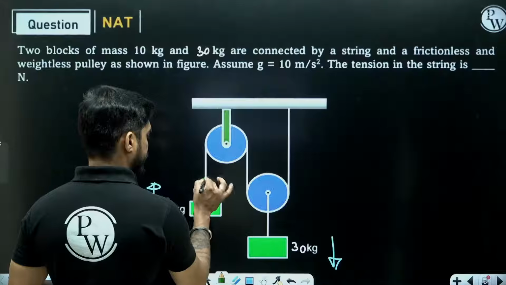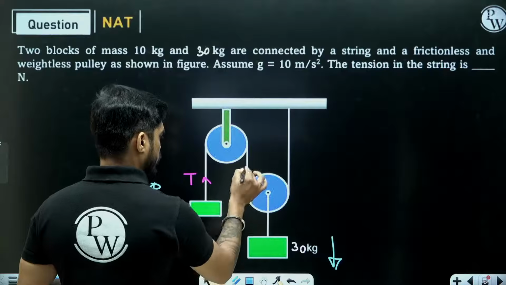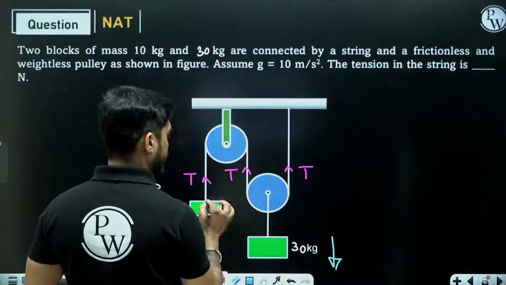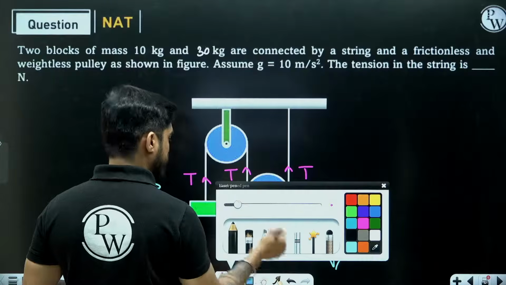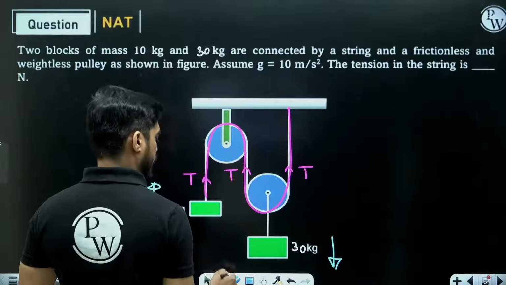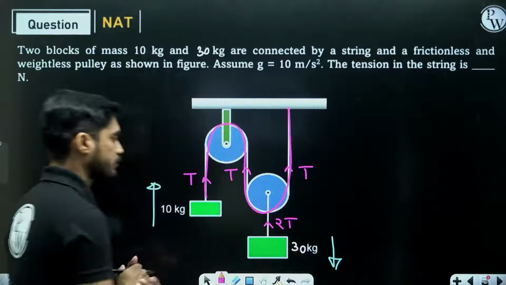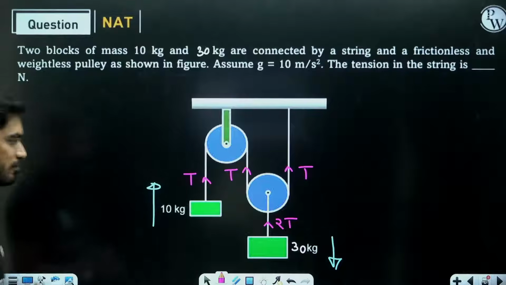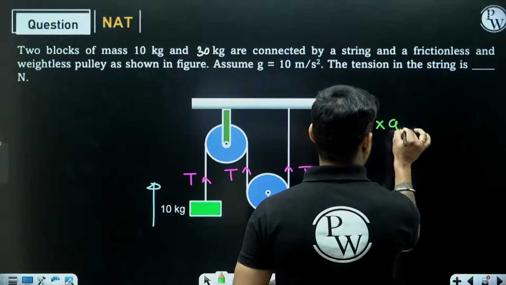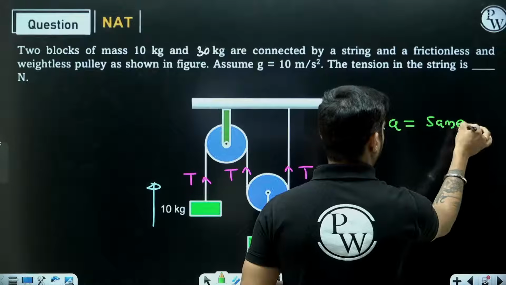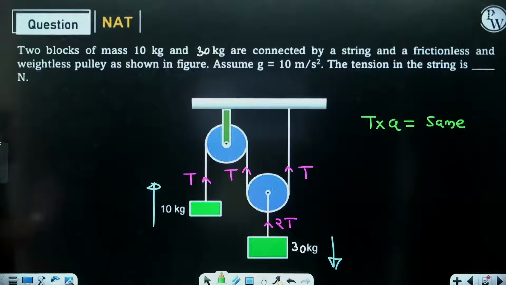Let's say this is tension T. So this will be tension T, this will also be tension T. See, there is no friction. So tension will be the same in the entire string. This is a single string. Okay. Now if this is T and this is T, this is 2T. Now understand. You have to use this concept. Tension into acceleration must be same for all blocks.